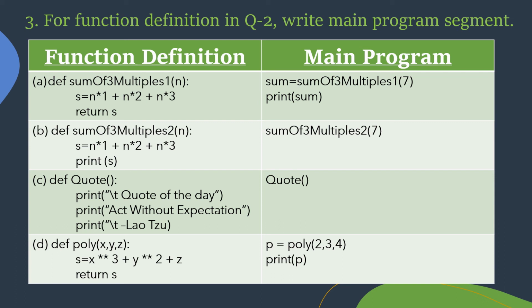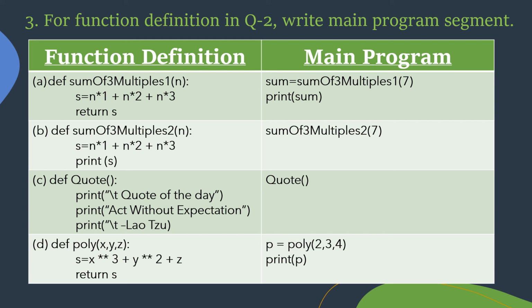Now for the second function definition, you can see sum of 3 multiples 2. Here there are already print statements written in this function definition. So in the main program, you can just call the function as it is. No need to specify any print statement. The value will be given while calling the function and the output will be printed. The next function is def quote. There are some print statement messages within that quote function. So in the main program, you just have to call the function like this.